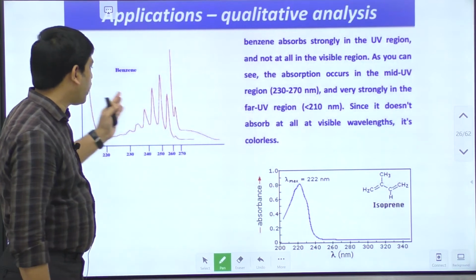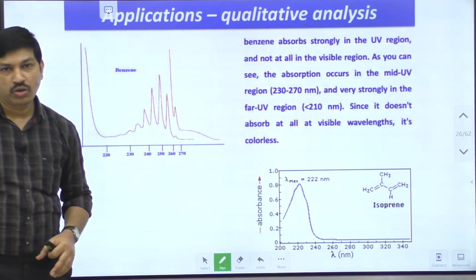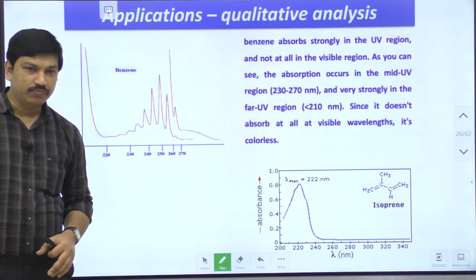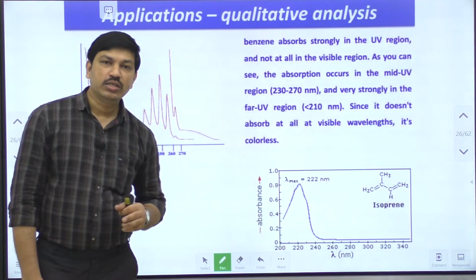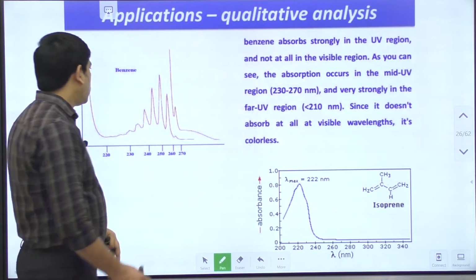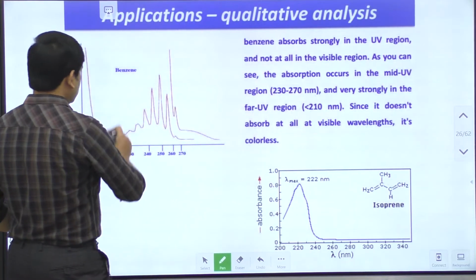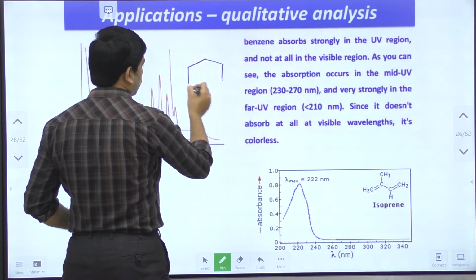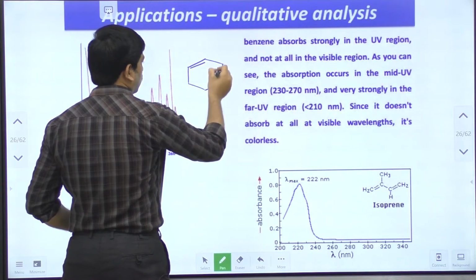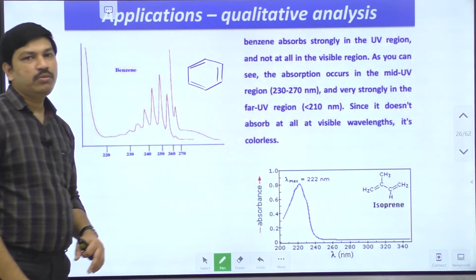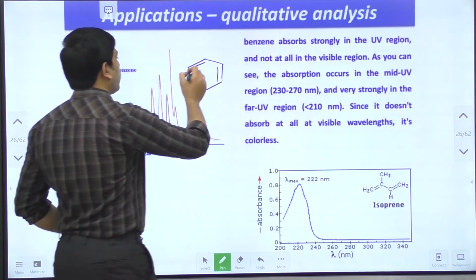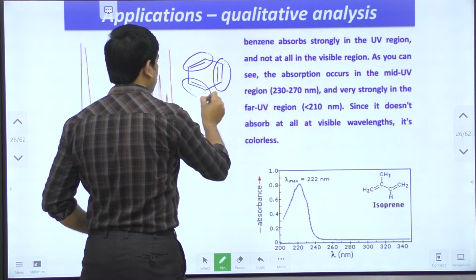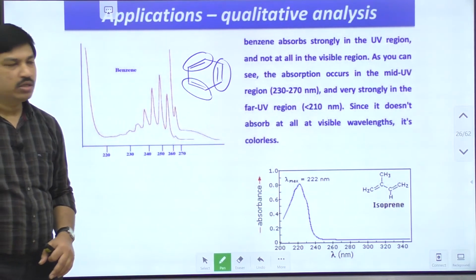In this case I am trying to compare 2 different kinds of compounds. One is an aromatic system and the other is a non-aromatic system. But in both cases we can see some kind of conjugation. This is the absorption spectrum of the benzene ring. This is the benzene molecule, which contains 3 alternate double bonds in this manner.